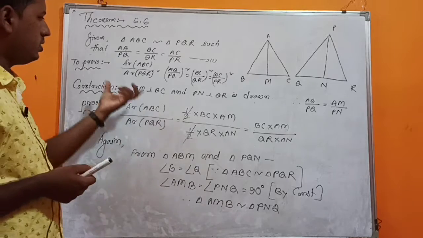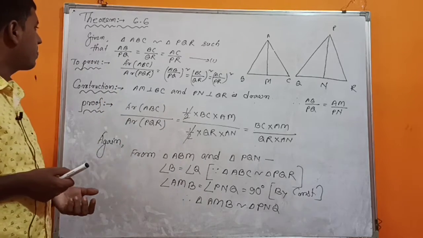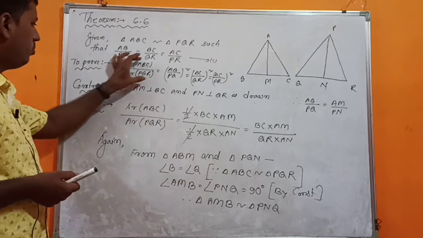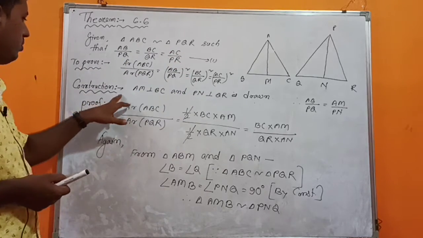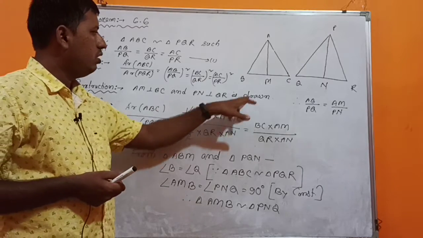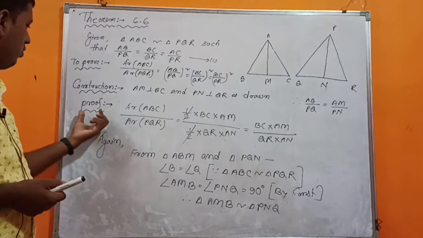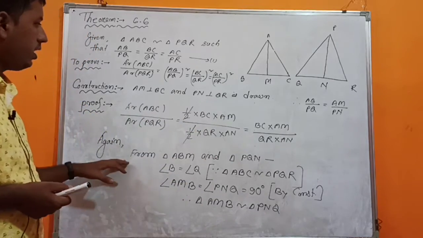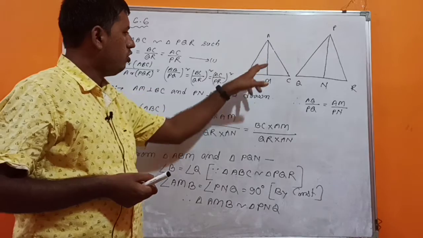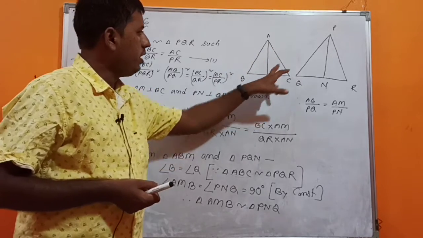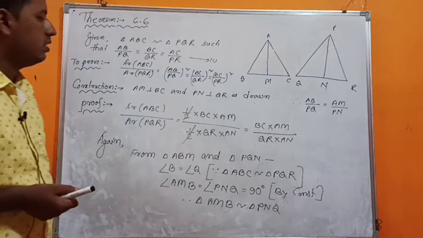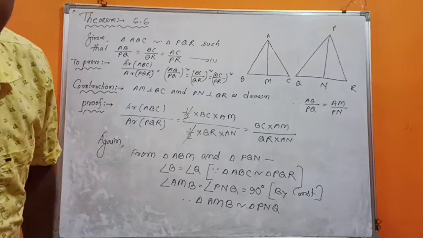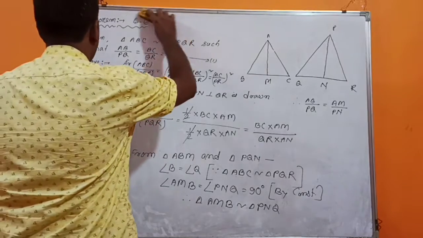I hope that these are visible to you. This is the given part, whatever is given in the question. This is what we need to prove. This is the construction part, what I have drawn in addition to the given things. And in the proof, I have taken the areas of the two triangles, and after that I have shown that triangle ABM and triangle PQN are similar. So note down this. I am erasing from the first part.